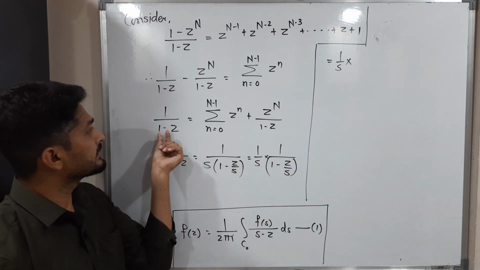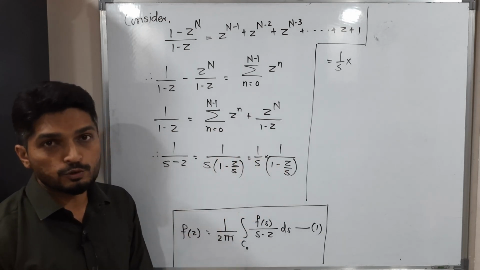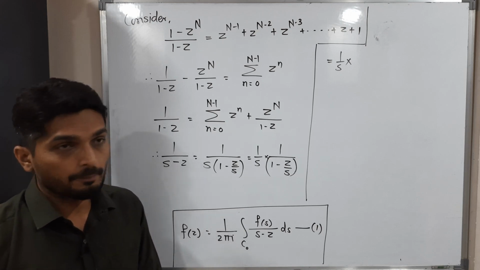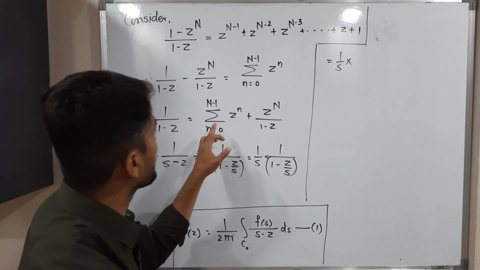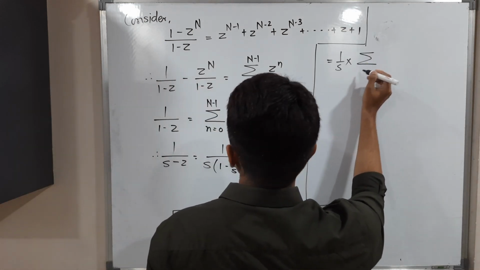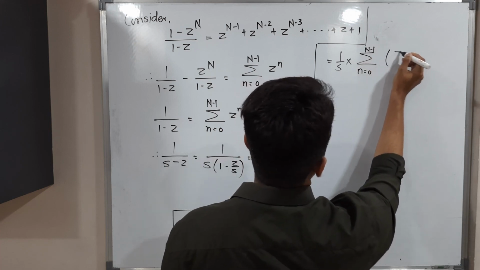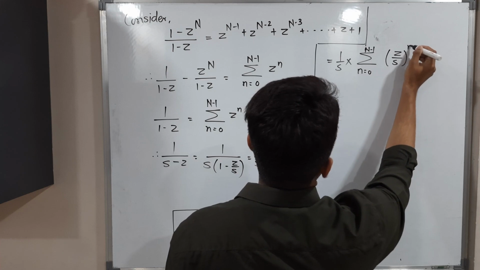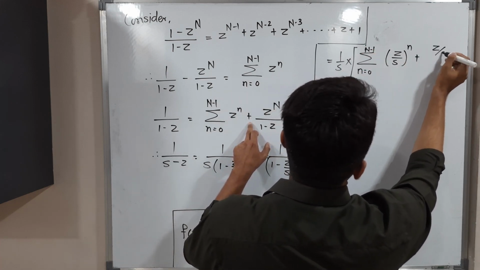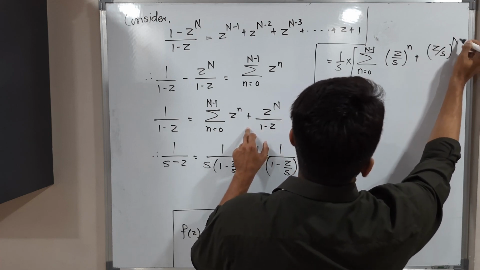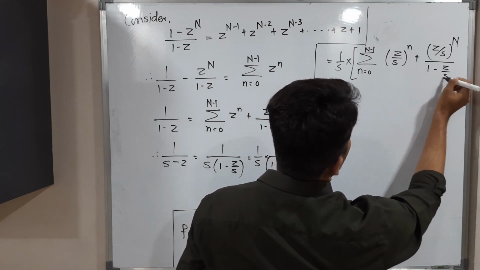See, 1 upon 1 minus z has this expansion. So we can write the expansion of this one also in the same way. Simply in place of z, we have to write z by s everywhere. Let us see what I will get. We will have summation n running from 0 to n minus 1, in place of z, z by s raised to n, plus, in a bracket, z by s raised to n divided by 1 minus z by s.